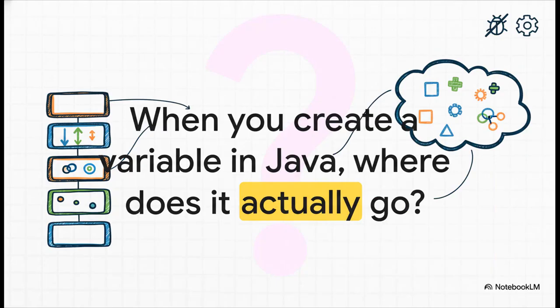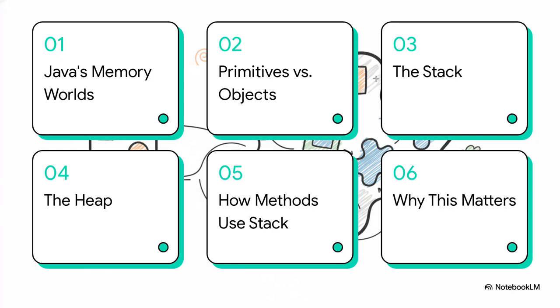So let's just start with that big question right there. Because honestly, the answer is so much more than just a fun fact. It is absolutely key to writing Java code that's efficient, solid, and a whole lot easier to debug. All right, here's our game plan for this explainer. We are going to follow a variable on its entire journey through memory, right from the moment it's born to the moment it gets destroyed.